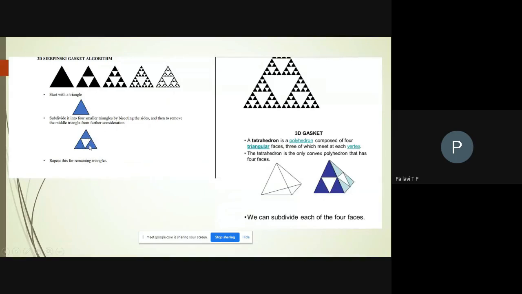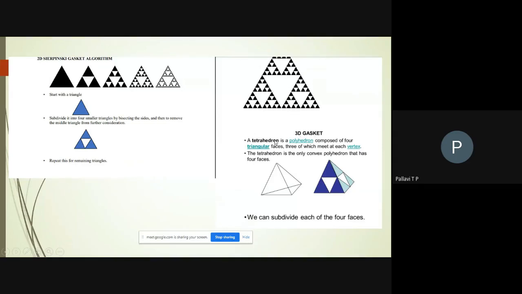How, by bisecting the sides? Can you see this? This is the midpoint of each edge. Like that we have to find each and every midpoint of the edges. Then we connect them, and only then is it possible to construct the four triangles. Repeat this to form the triangles. When you keep on doing this for each and every triangle, we end up forming the Sierpinski triangle like this.